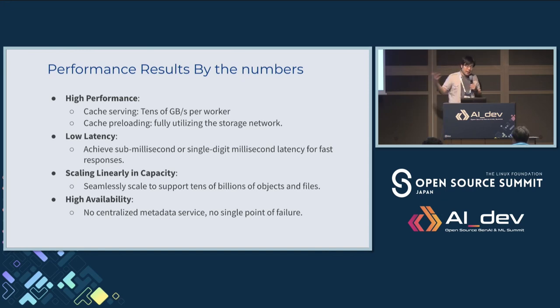By doing consistent hashing, or fully sharding the data and metadata, we're able to scale to tens of billions of objects and files. And by fully removing centralized components in this design, we're able to make sure this system is highly available, but also there's no single point of failure to affect availability. So that is basically, at a very high level, what we are doing to re-architect the system to fulfill machine learning and AI types of workloads.